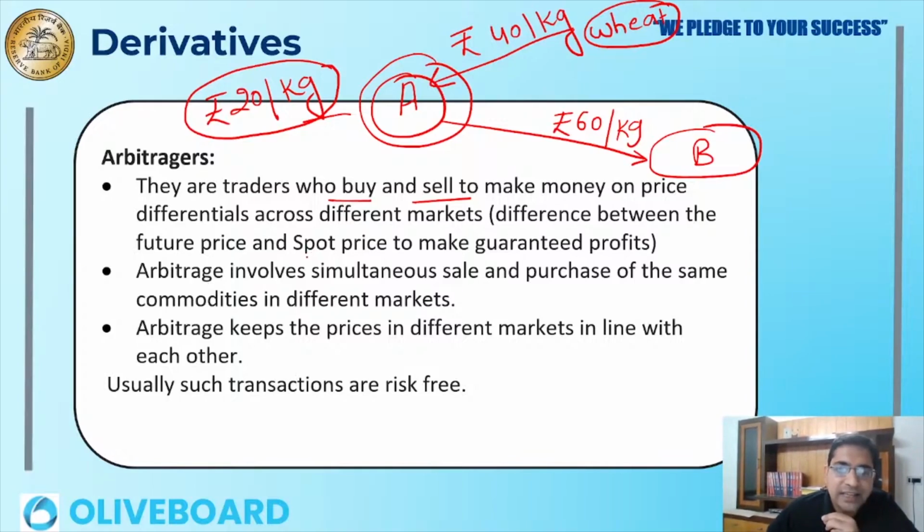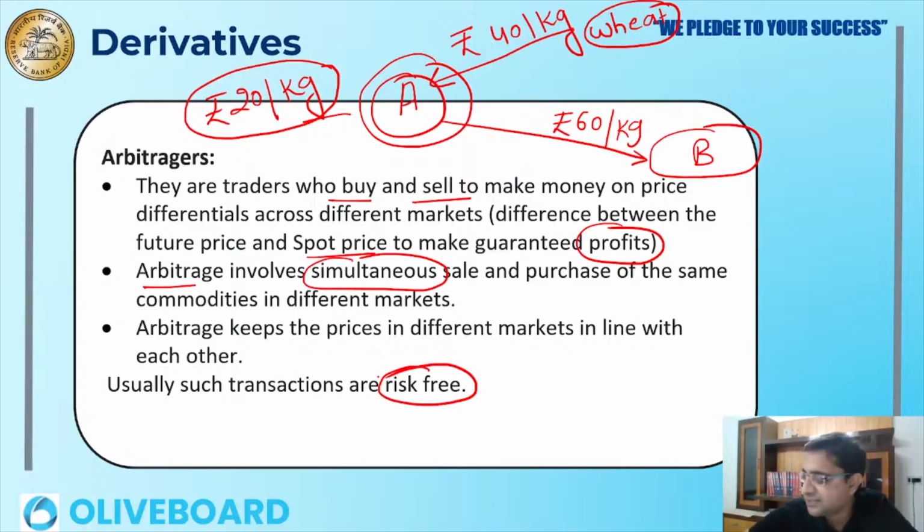It is the difference between the future price and the spot price to make a guaranteed profit. Normally here you are getting a guaranteed profit. Arbitrators are the people who are involved in simultaneous sale and purchase of the same commodity in different markets. You are buying from one market and selling in the other market, and the price differential between the two markets you take as profit. Usually these transactions are risk free, because you know that here the prices are less and here the prices are more. So from the less price area I buy, and where the prices are more I sell. This is how an arbitrageur works.